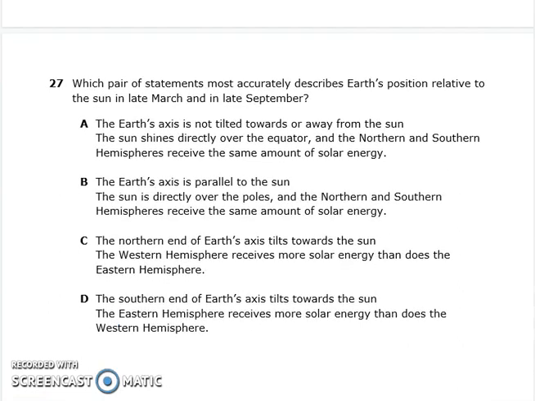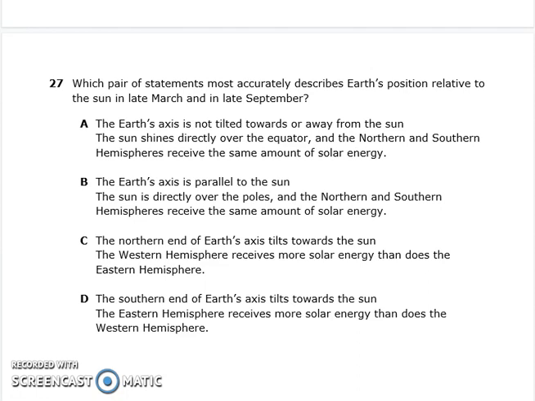Number 27. Which pair of statements most accurately describes Earth's position relative to the Sun in late March and in late September? A, the Earth's axis is not tilted towards or away from the Sun. The Sun shines directly over the equator, and the northern and southern hemispheres receive the same amount of solar energy. B, the Earth's axis is parallel to the Sun. The Sun is directly over the poles, and the northern and southern hemispheres receive the same amount of solar energy.